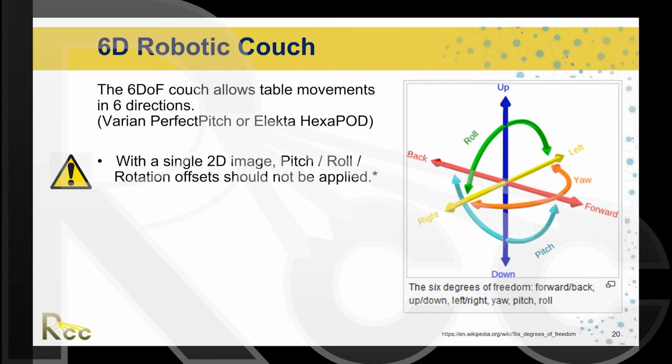Anytime we're imaging a patient, whether we have a robotic couch or not, it's important to have awareness of what you can and cannot see in images and apply shifts only in the directions that you can visualize. With a single 2D image, we can't apply rotational shifts. We can only apply shifts in 2 directions. For an AP image, we can only see our longitudinal, lateral, and yaw shifts, but not vertical, roll, or pitch shifts. In a lateral, we can see longitudinal, vertical, and pitch, but not lateral, yaw, or roll.